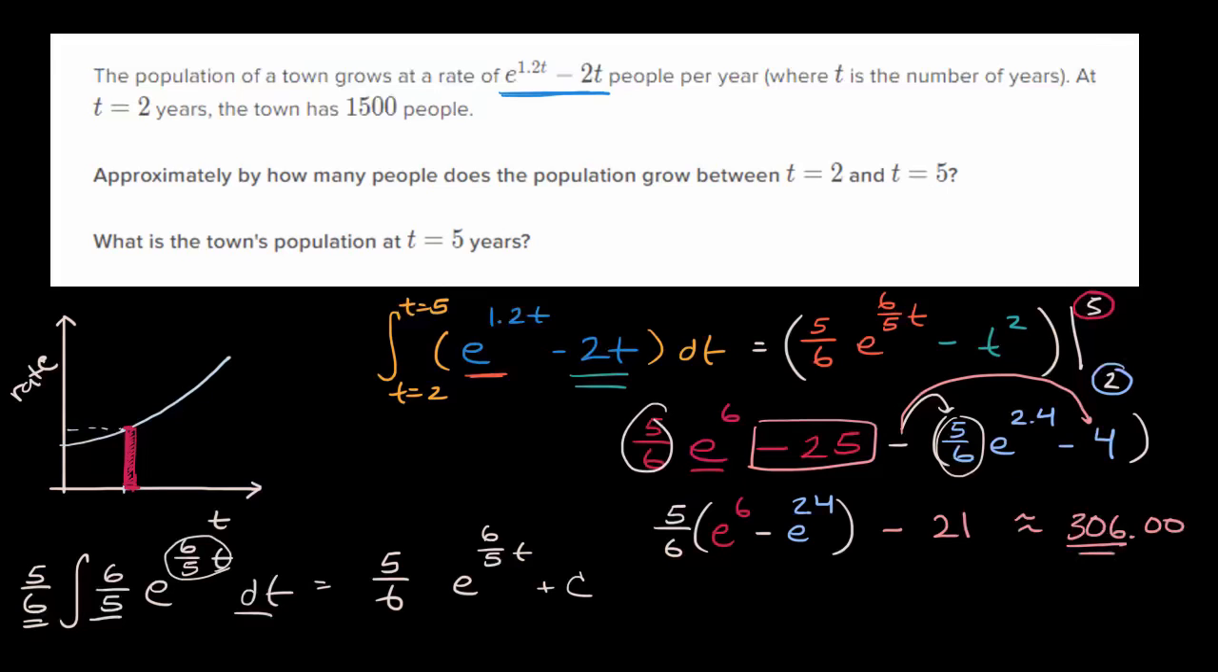Let me write that down. So approximately 306 people. And they ask, what is the town's population at t equals 5? Well, at time 2, at 2 years, we had 1,500 people. And then we grow over this interval by 306. So plus 306. Well, that's going to get me to, deserve a little bit of a drum roll, 1,806 people at t equals 5 years.